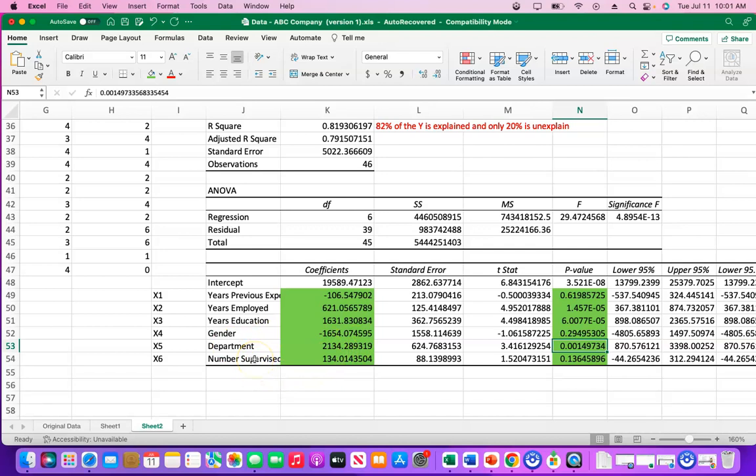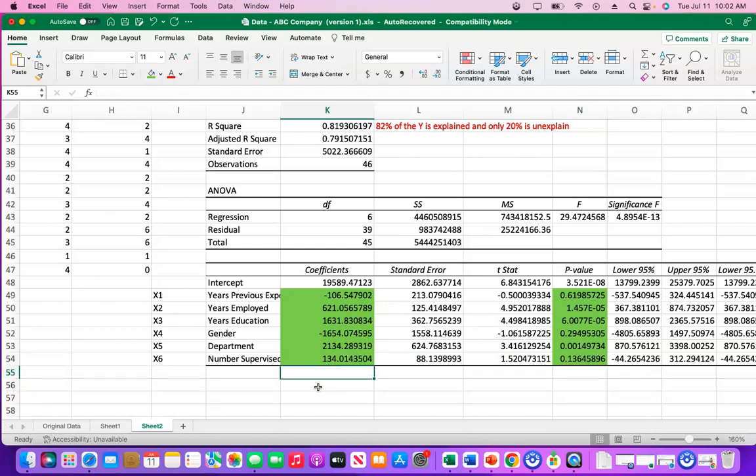Now, finally, let's look at the slope for the number supervised. We have 134.0143504. And so the question is, is this slope significant? We're going to test it, and we'll look at the p-value. You can see that the p-value here is greater than 0.05, and therefore this slope is not significant.